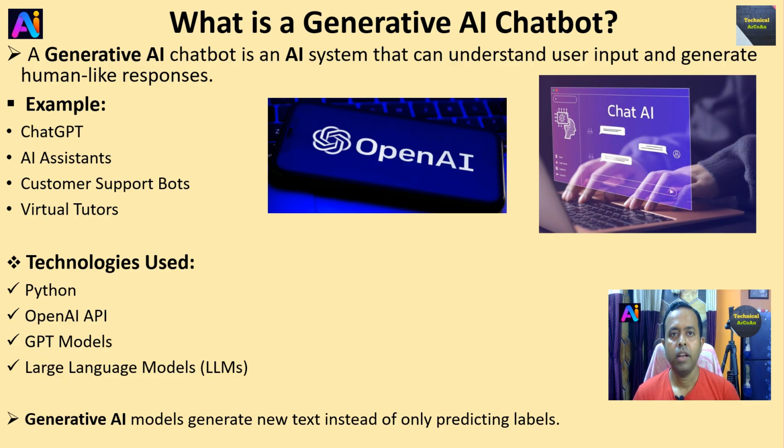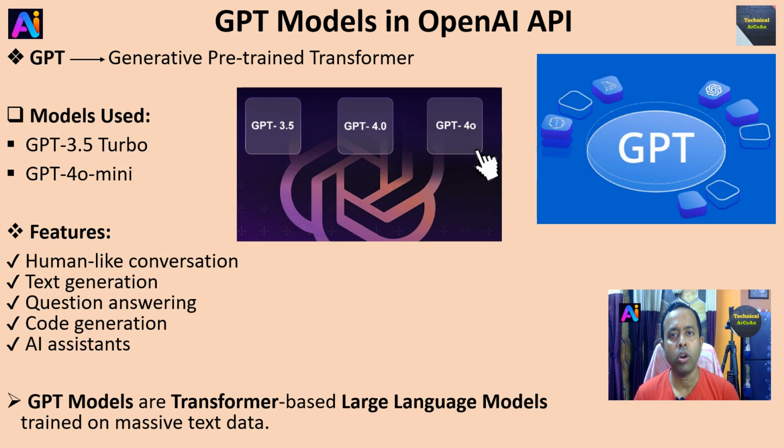Now let's talk about the GPT models in the OpenAI API. GPT stands for Generative Pre-trained Transformer. The models used here are GPT 3.5 Turbo and GPT 4o Mini. Features include human-like conversation, text generation, question answering, code generation and AI assistance. GPT models are transformer-based large language models trained on massive text data.